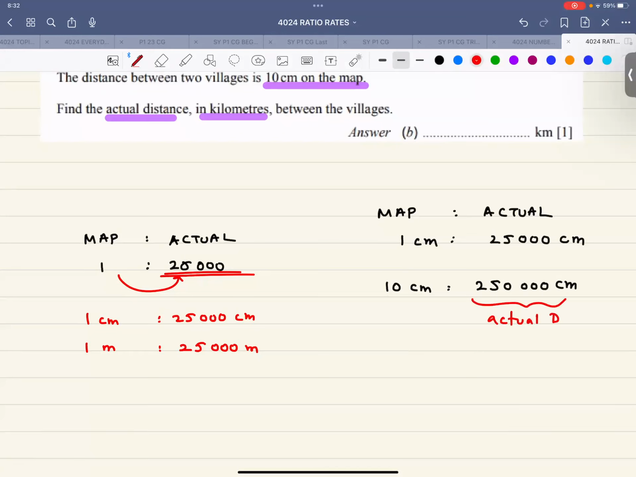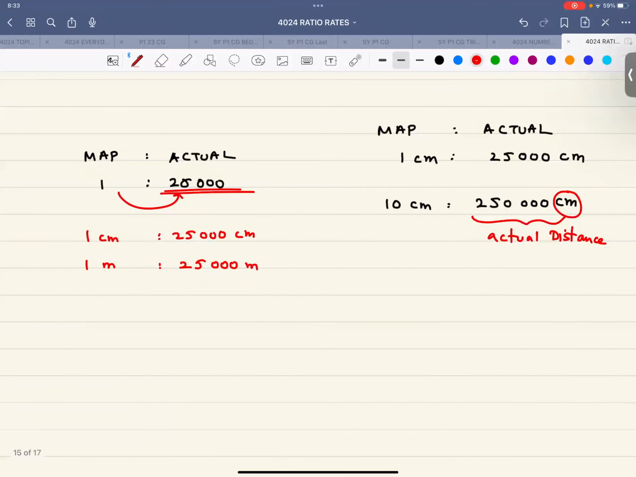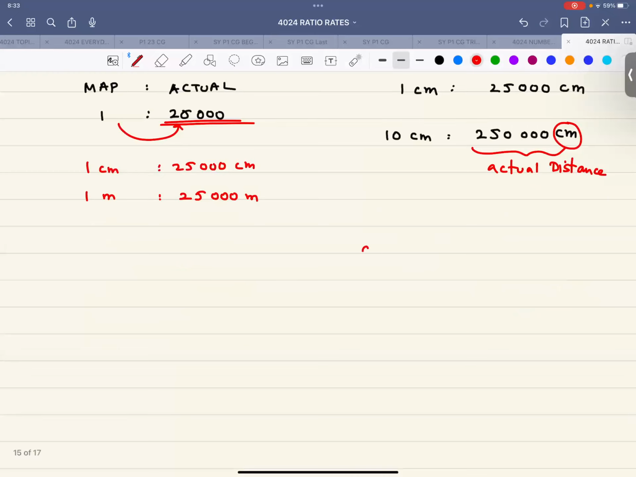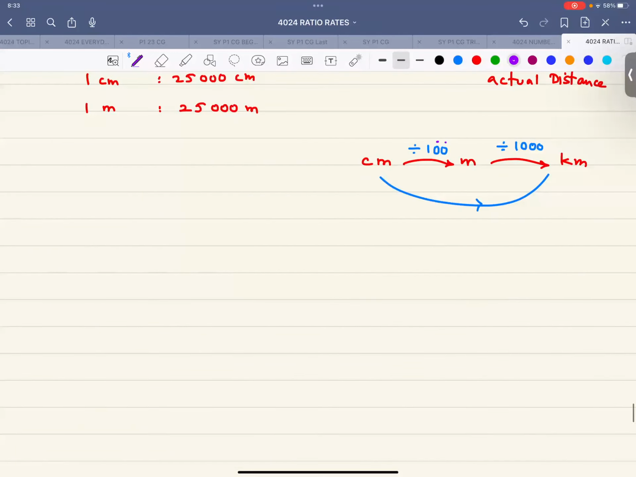That is the actual distance between the villages. But nobody measures the distance in reality in centimeters when talking about 2 villages. So now let's convert centimeters to meters, and meters to kilometers. When we convert centimeters to meters, we divide by 100. When we convert meters to kilometers, we divide by 1,000. So when we go from centimeters to kilometers, how many zeros do you see? 1, 2, 3, 4, 5. So let's divide by 5 zeros, and there is a 1 over here. That means we divide by 100,000.